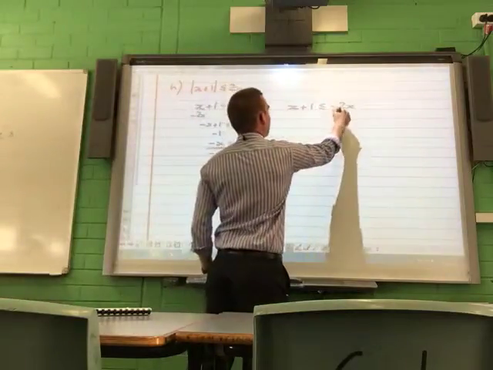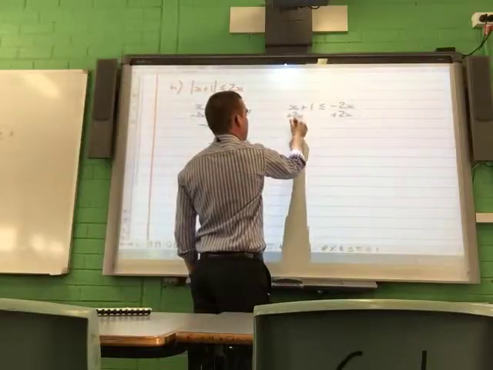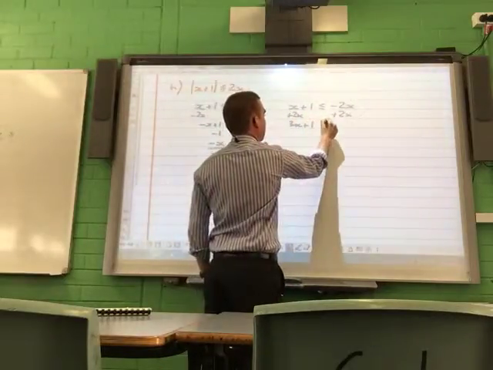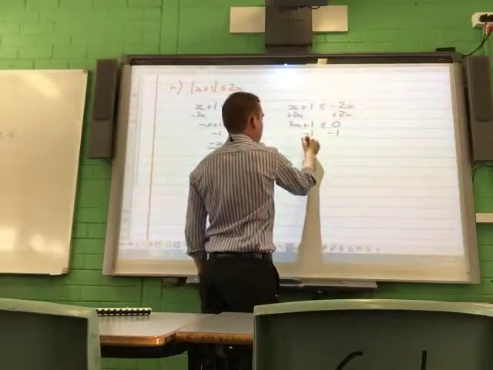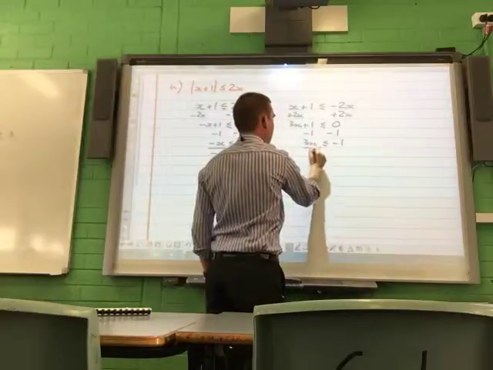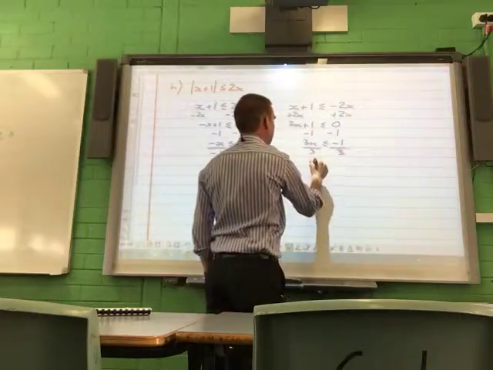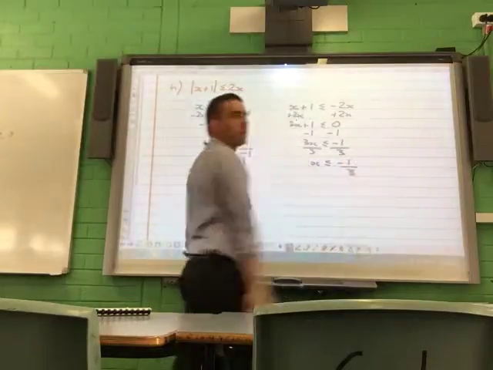Alright, let's add 2x. Add 2x, so 3x plus 1 is less than or equal to 0. Take away 1 on both sides. 3x is less than or equal to negative 1. Divide both sides by 3. x is less than or equal to negative a third.